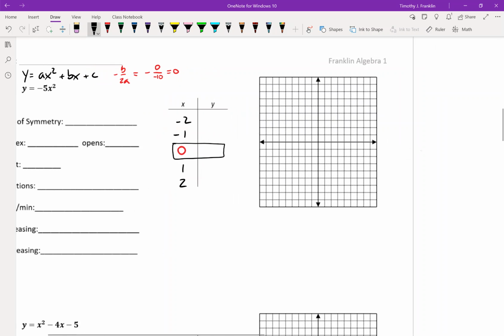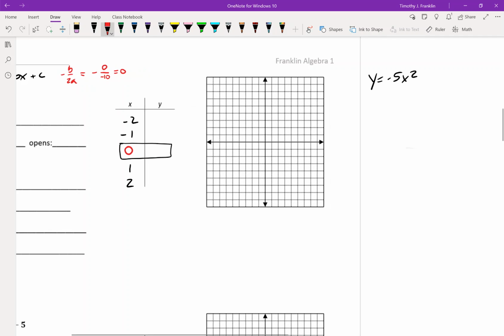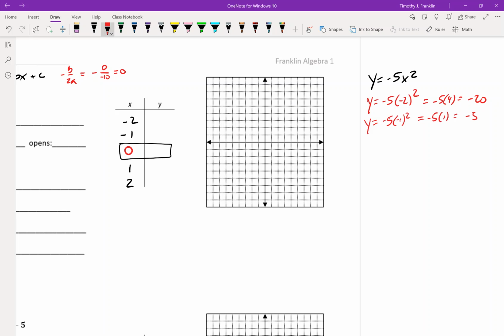So we have y equals -5x squared. Let's figure out what our numbers are for y. So first we'll put in -2. Okay, -2 squared is 4, and -5 times 4 is -20, which is quite a large number. But that's okay, let's keep going. Let's see what happens. Y equals, we're going to put in -1 squared. Well, -1 squared is just 1, so -5 times 1 is -5.